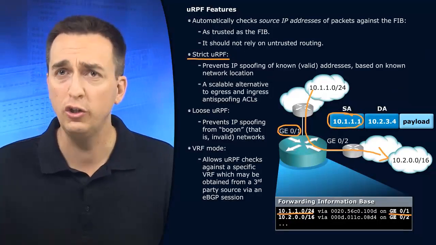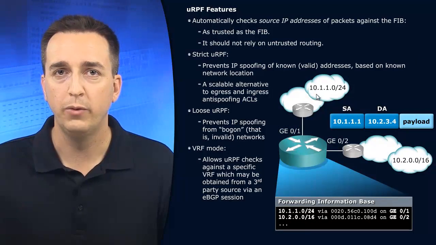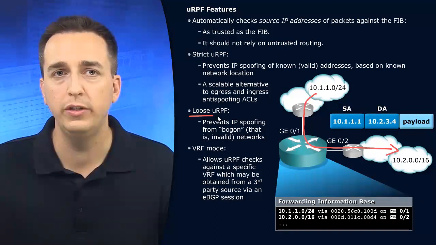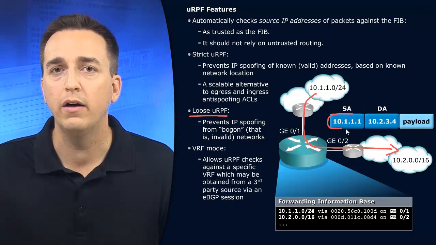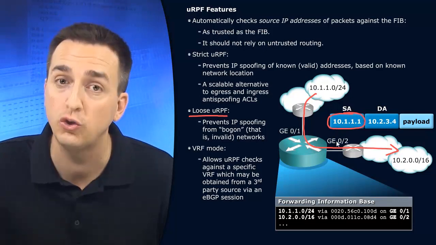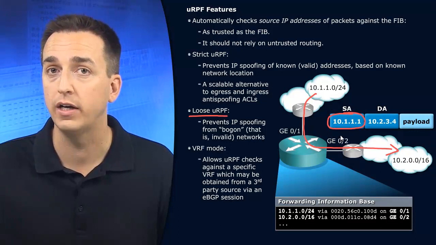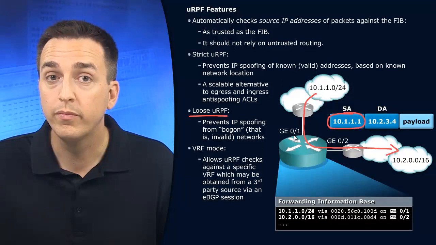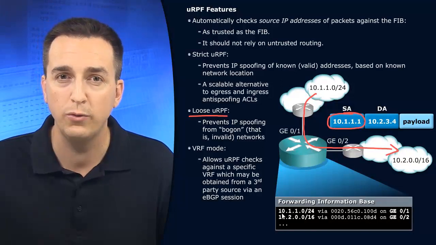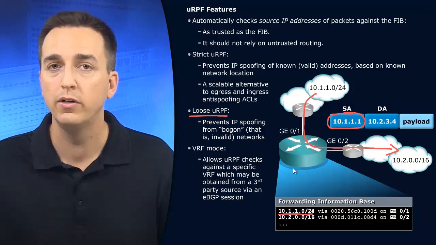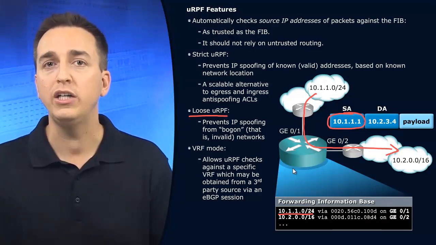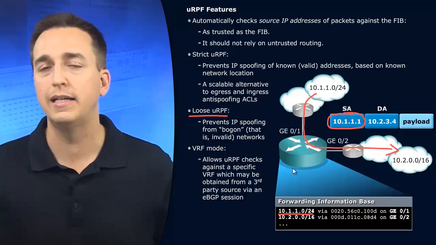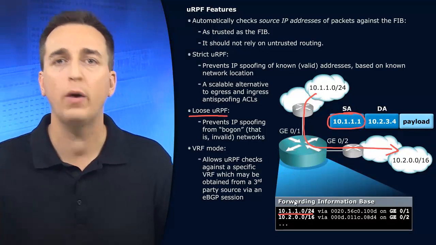Now, what about loose Unicast reverse path forwarding? Well, let's follow the same path. With loose Unicast reverse path forwarding, the router simply checks to make sure that there's an entry in the routing table for that source address. So the packet comes in gigabit 0/1, and with loose URPF, it says, all right, do I have an entry in the routing table that I could use to reach the network that the source address is listed as in that packet? And if it says yes, great, perfect, forward it.